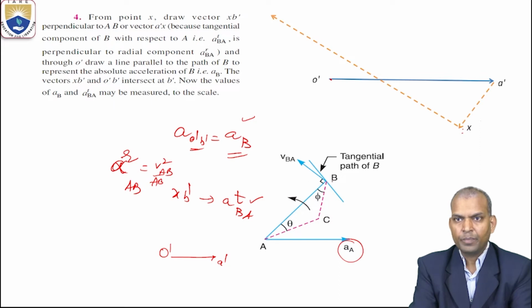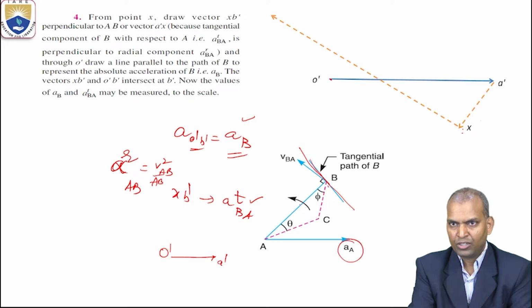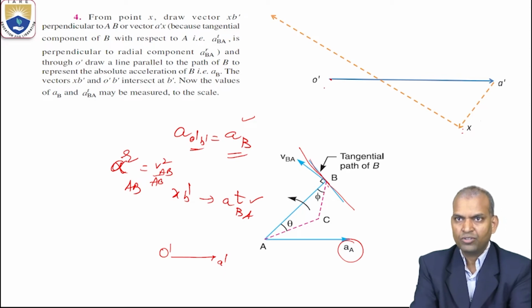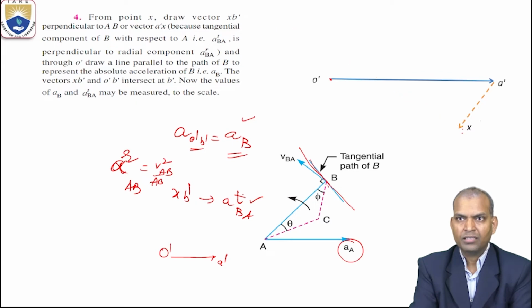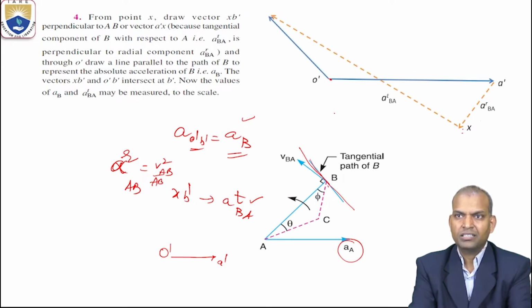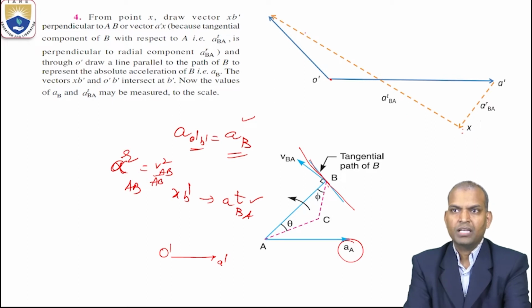What is the parallel to the path B? This is the tangential path B they were given. The tangential path B means normal, perpendicular to the link AB, but you have to start with O. If you draw that, then what will happen? It will intersect the link, the tangential component.